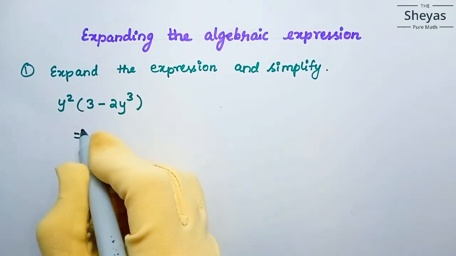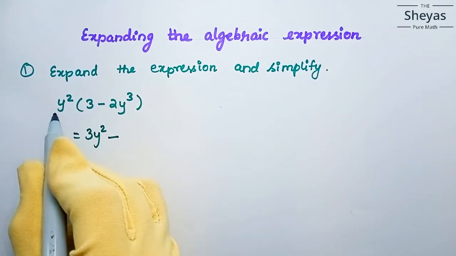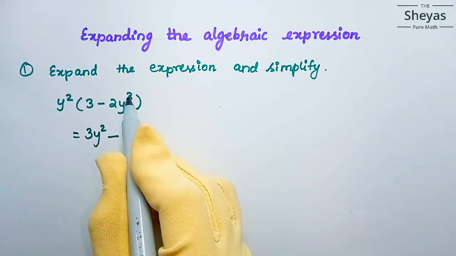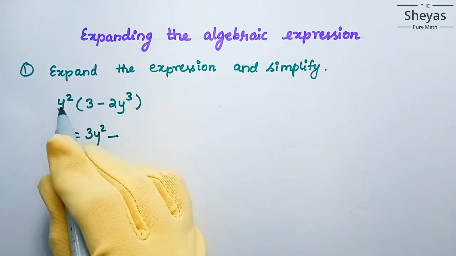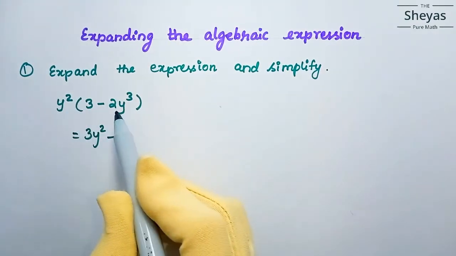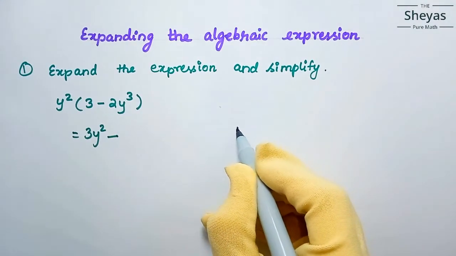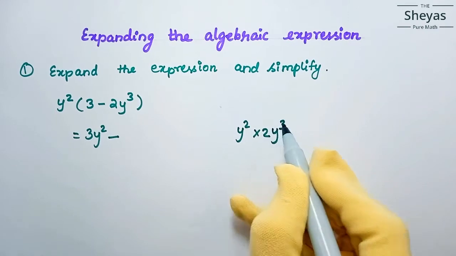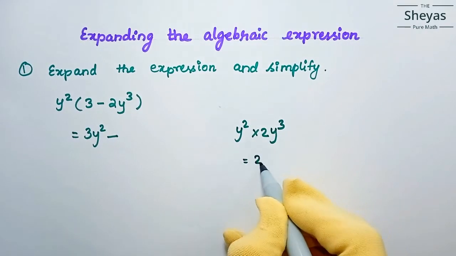So 3 into y squared, minus y squared into minus 2y cubed. That is, plus into minus is minus. Then y squared into 2y cubed. Let me do it in the rough: y squared into 2y cubed. So this constant I am writing like that.